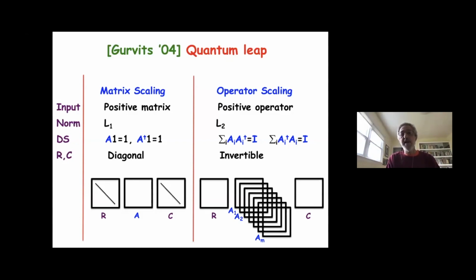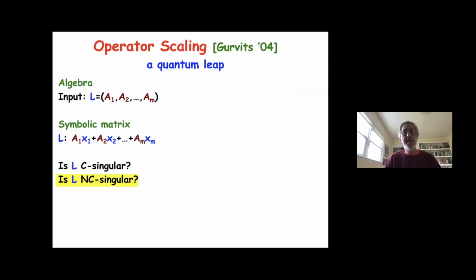So far, it's just syntactic. I mean, it's just sort of an automatic way of quantizing something. But Gurwitz gave meaning to all of this. So let's look at the meaning, and also the reason, not just the meaning, but the reason. So Gurwitz was really interested in solving the Edmonds problem, the commutative singularity problem. I'll remind you the problem. We are given a tuple of matrices, right? And it defines a symbolic matrix L.